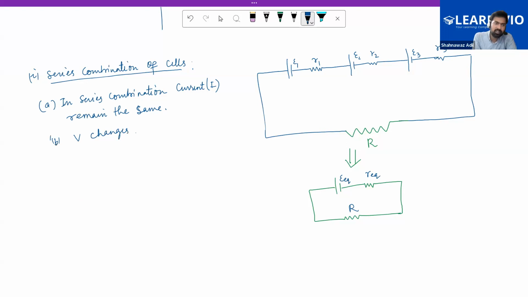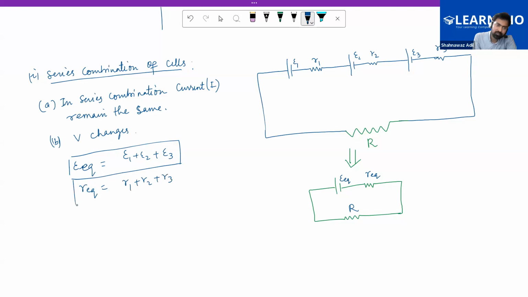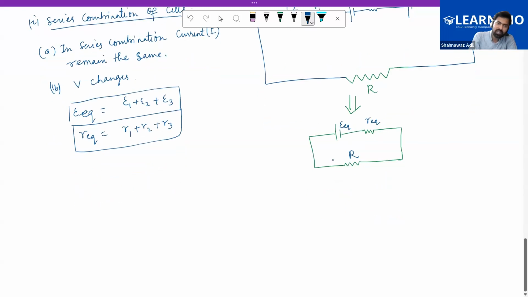Right, so if we use these two things, then the equivalent EMF would be E1 plus E2 plus E3. Similarly, the R equivalent would be R1 plus R2 plus R3. And if you look at this final circuit, from this circuit again we will calculate the current, and that would be E equivalent divided by R plus R equivalent. So this would be the current in the circuit.